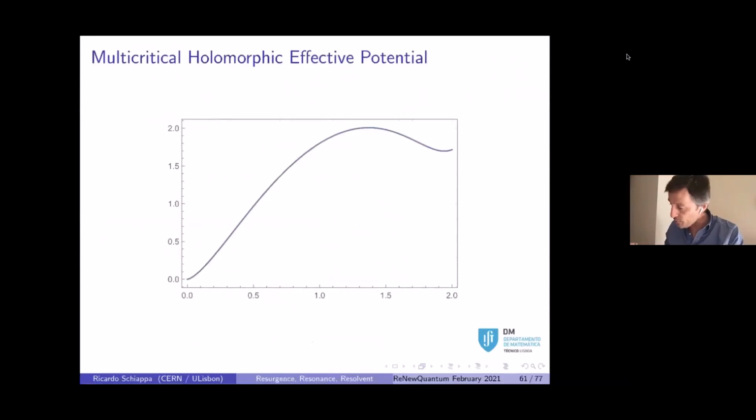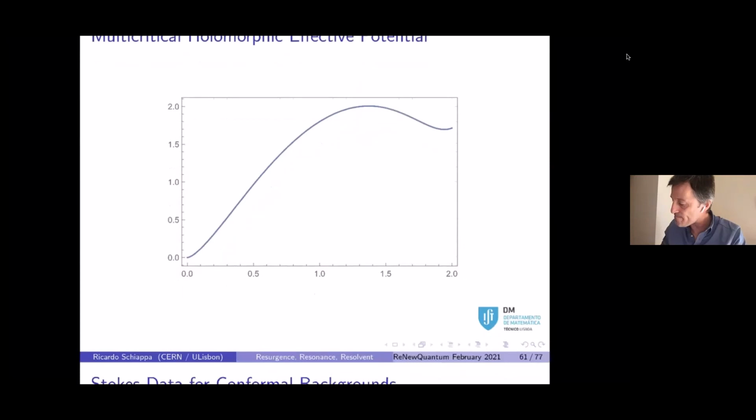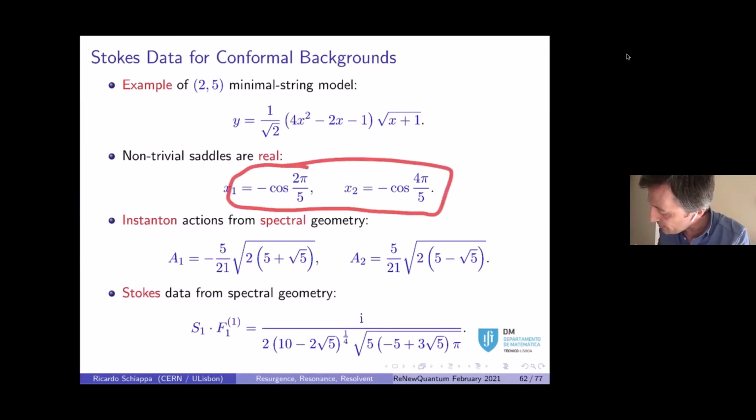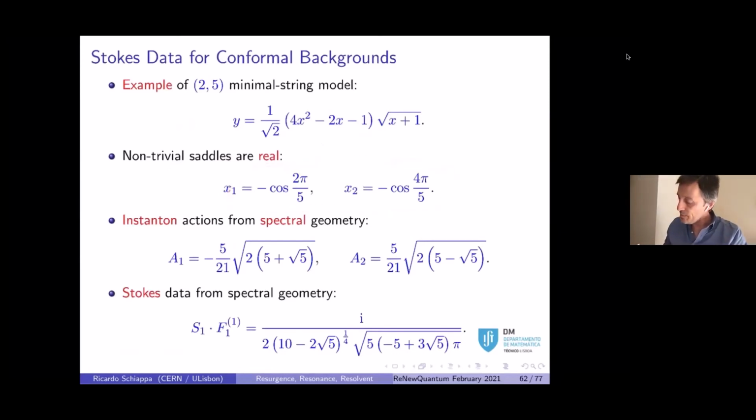I can do the same for, by the way, this is the multi-critical holomorphic effective potential. So that's where the saddle would be. This is on the complex plane. It's a ray on the complex plane. And I could do the same for the conformal background. The conformal background is actually interesting because the non-trivial saddles are now all real. So I can compute instanton actions. I can compute Stokes data.